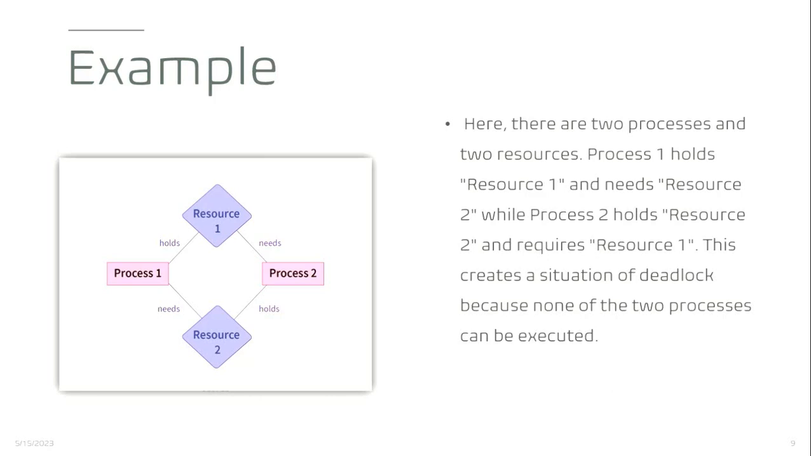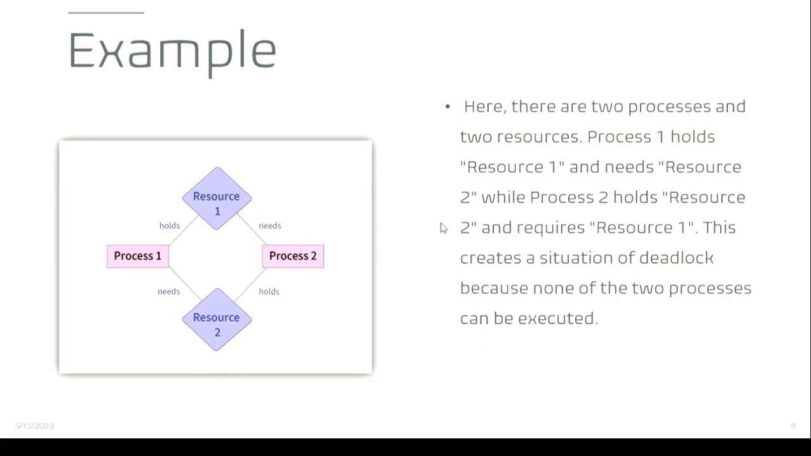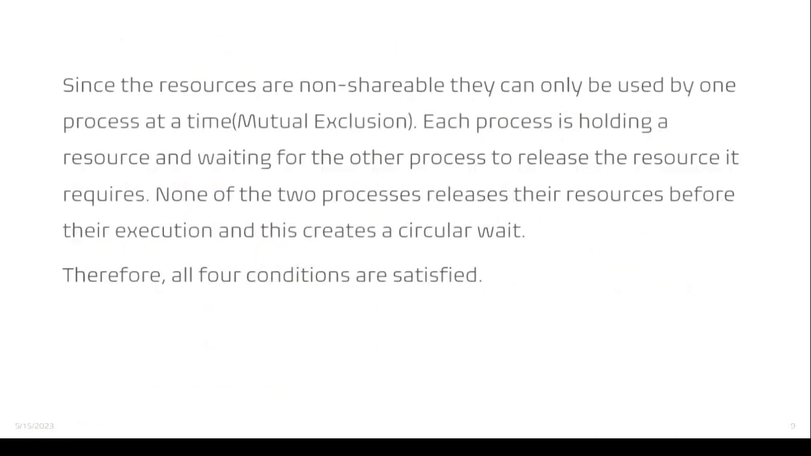So here there are two processes and two resources in this image, as you can see. Process 1 holds resource 1 and process 2 holds resource 2. While process 1 needs resource 2 and process 2 needs resource 1, but it is already held by the other process. Now this creates a situation of deadlock because neither of the two processes can be executed. How? Let's understand how these four conditions apply to this example.